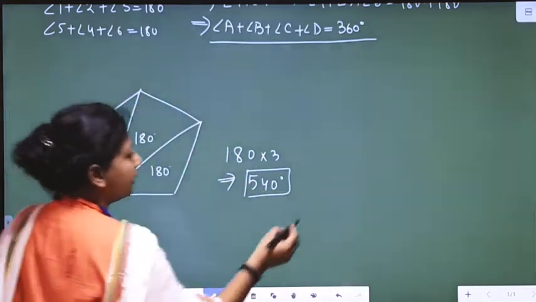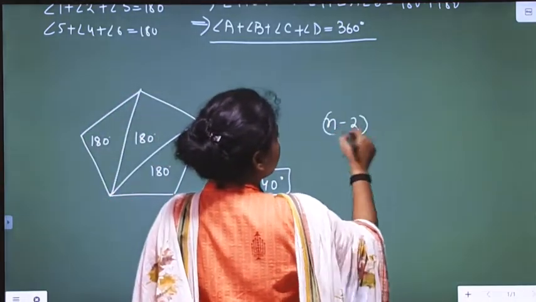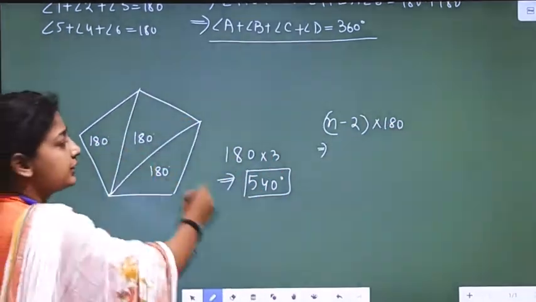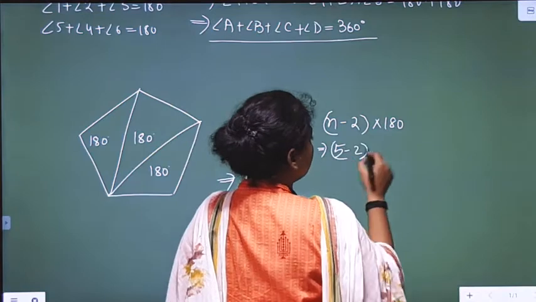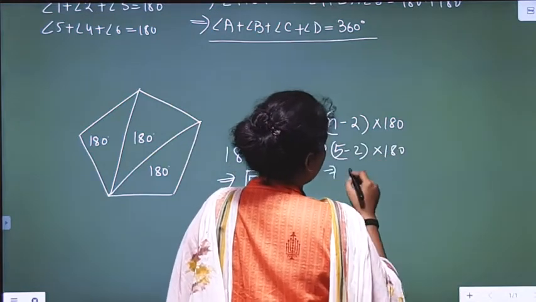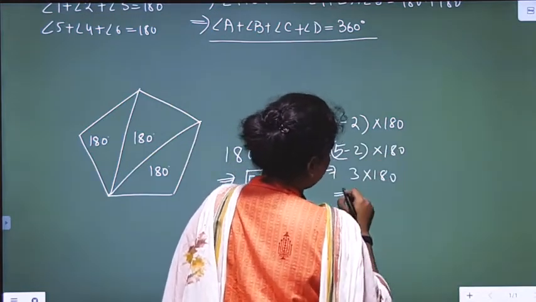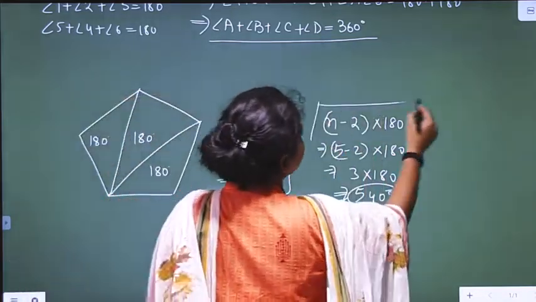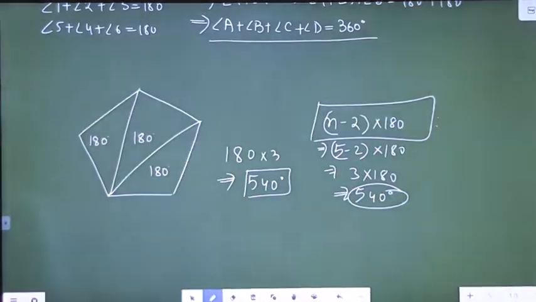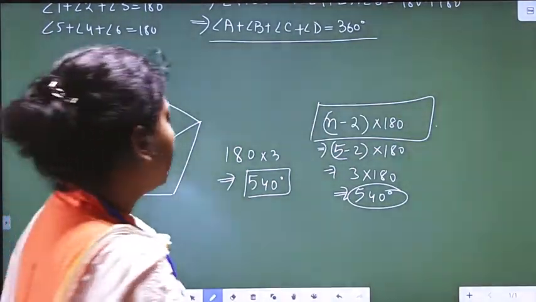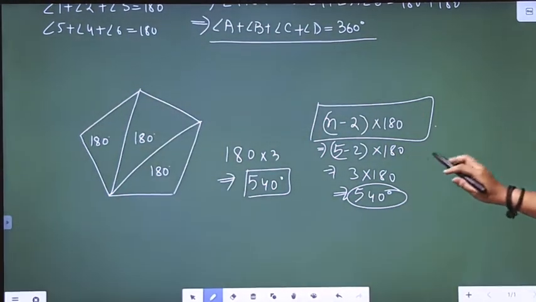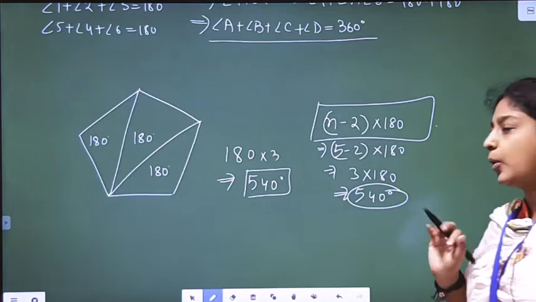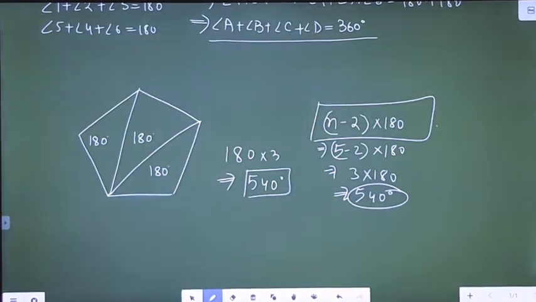And by the formula (n minus 2) into 180, n equals 5, where n is the number of sides. So (n minus 2) into 180, by the formula also this value comes out to be 540 degrees. So hence this formula we can apply for finding the angle sum property of any polygon: (n minus 2) into 180, where n gives us the number of sides of a polygon. So this was about the interior angles.